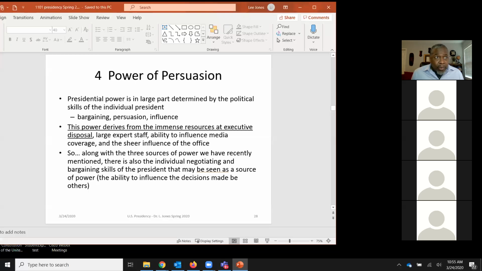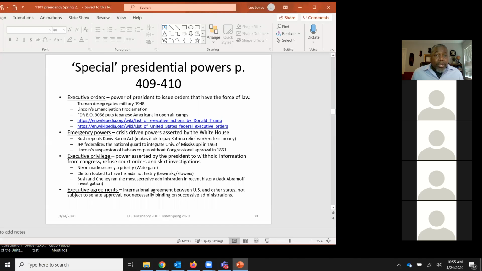Now, we've got the 4 sources of power for the president. We also ran through the special powers of the president. Most of these flow from the inherent power, right? So executive orders, emergency powers, executive privilege, executive agreements.